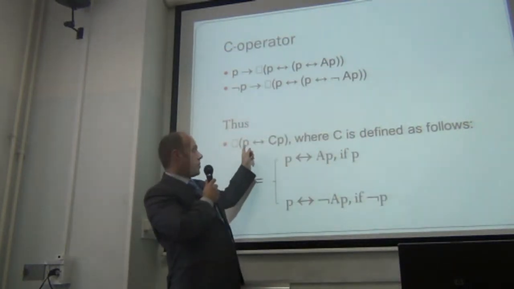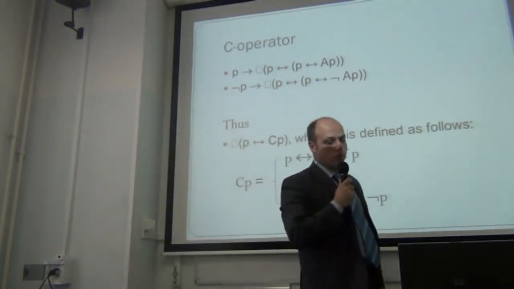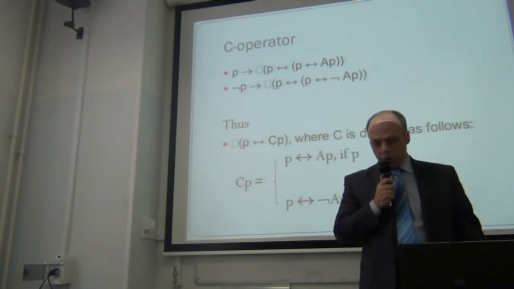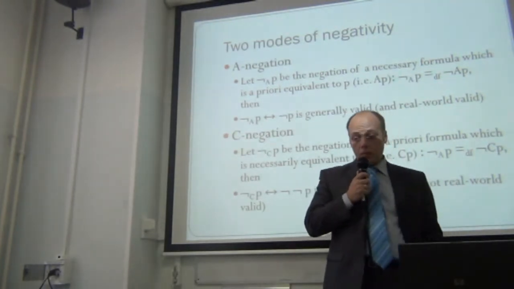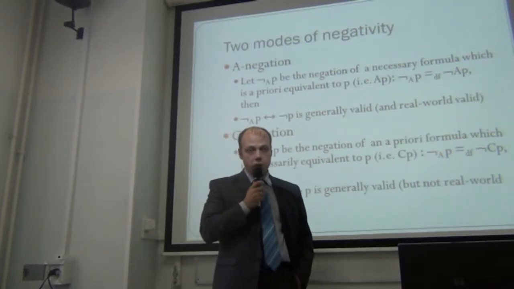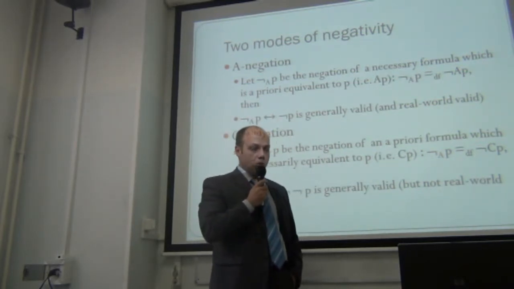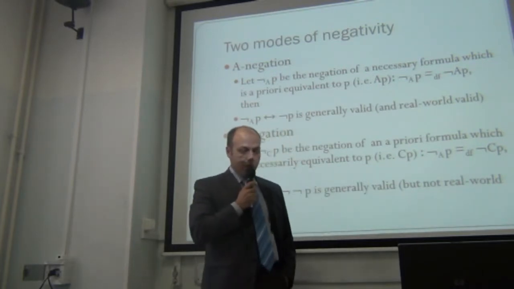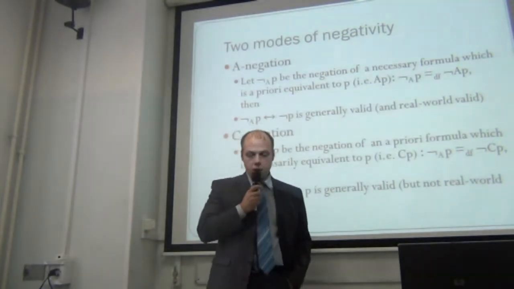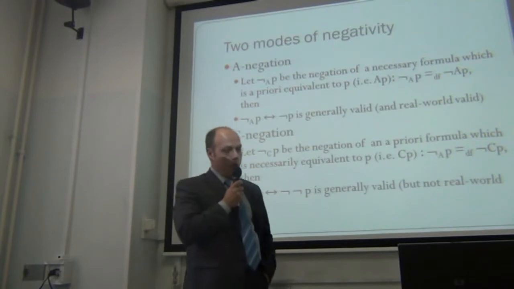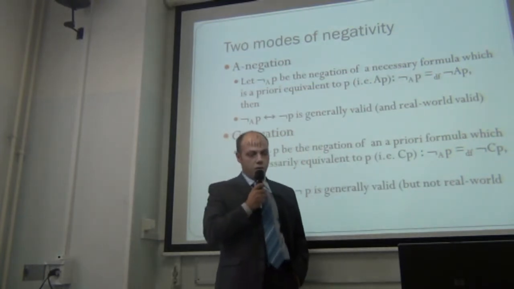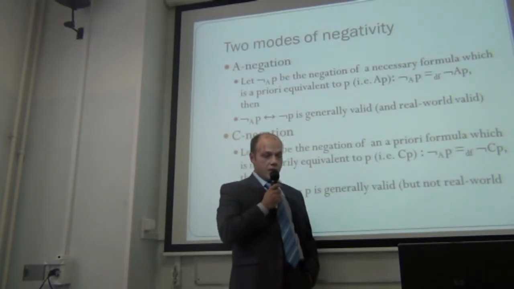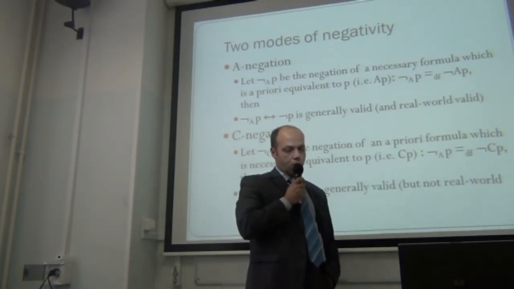The formula P if and only if CP is the a priori analog, which is necessarily equivalent to any contingent and a posteriori P. So, I believe that we can talk about two modes of negativity. I will differentiate A negation and C negation as follows. A negation of P is the negation of a necessary formula which is a priori equivalent to P. And C negation of P is the negation of an a priori formula which is necessarily equivalent to P.